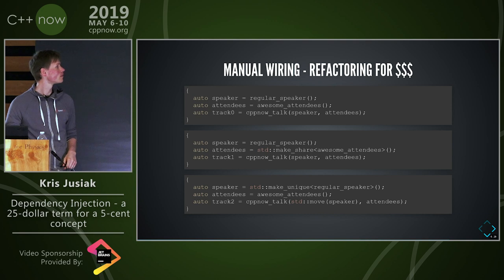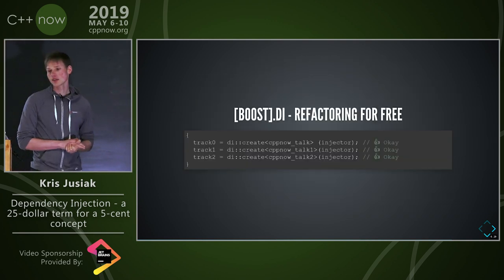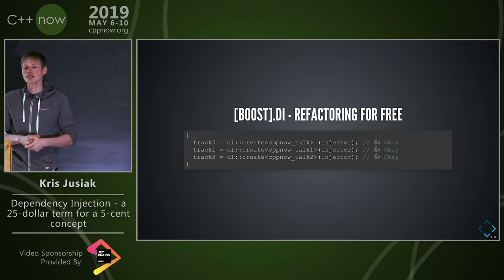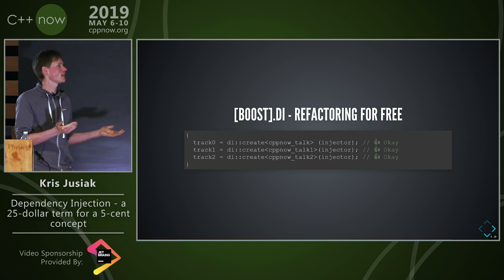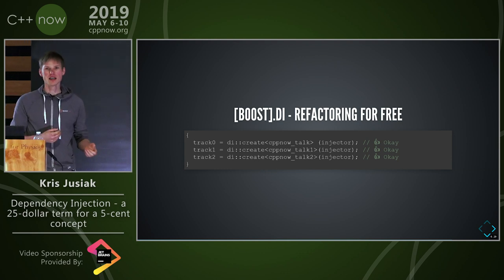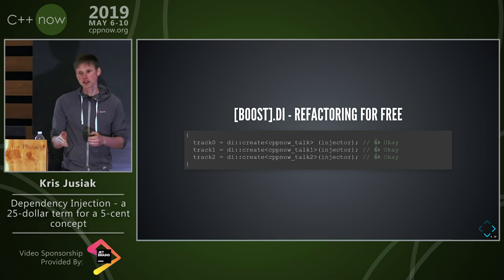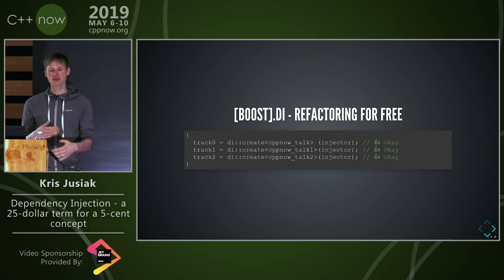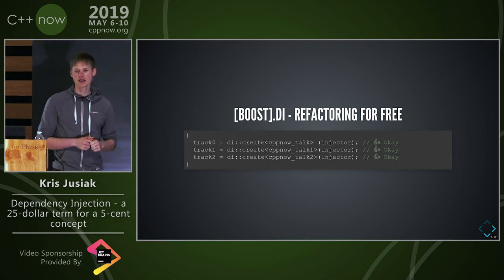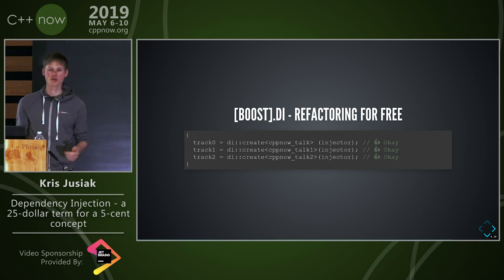With frameworks, we can actually just say create as before, because the power of wiring is the fact that it deduces the constructor parameters for us. And it doesn't matter whether it's a unique pointer, shared pointer, or reference. It will deduce the lifetime as well and hopefully do the right thing. But the point is that even if we change just the constructor order, we don't have to change anything. It will just compile and work.